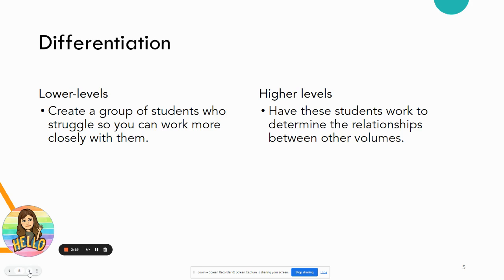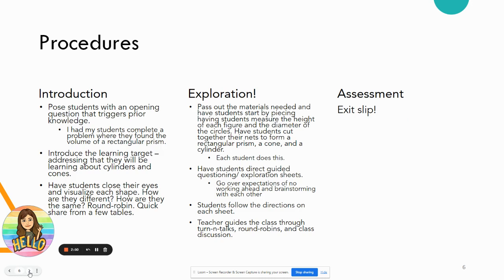Differentiation for this lesson: I would recommend having a group of your lower level students who struggle together, in close proximity to you so that you can work very closely with them and guide them along, give them that extra little push. For your higher level students, there are other connections they can make using different figures and see how all the volumes relate. You could perhaps do that on some kind of station day to expand this activity.